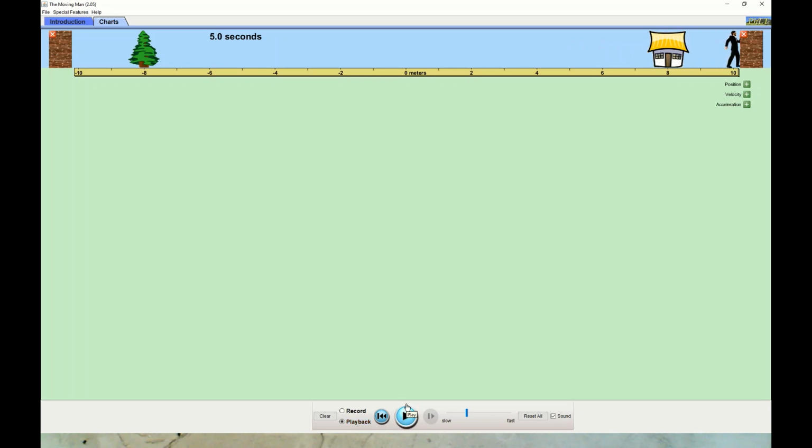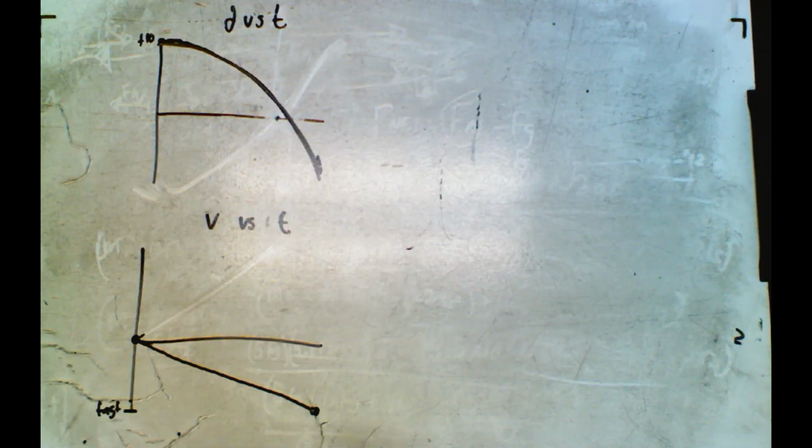Okay. See if you can draw that out on a distance time graph and a velocity time graph. I'll play it one more time, and after I play it, pause the video and see if you can draw that out. Okay. So slowing down, slowing down, stops, speeding up, going forwards, like that. Okay. I'm going to draw this out.